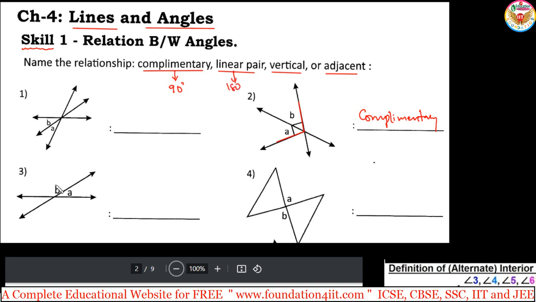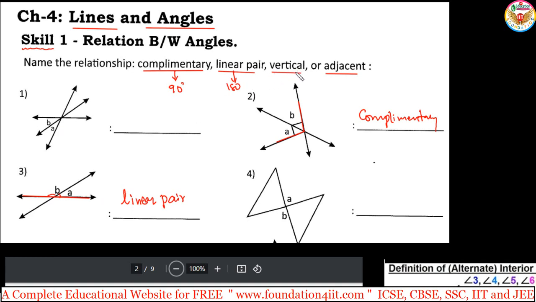The angle of a straight line is 180. Now this third one is the straight line. In this straight line only B and A are there together, so A plus B is 180. That means this is a linear pair. The angle of a straight line is 180, and the sum of the angles on the straight line is included in this itself. That is a linear pair.